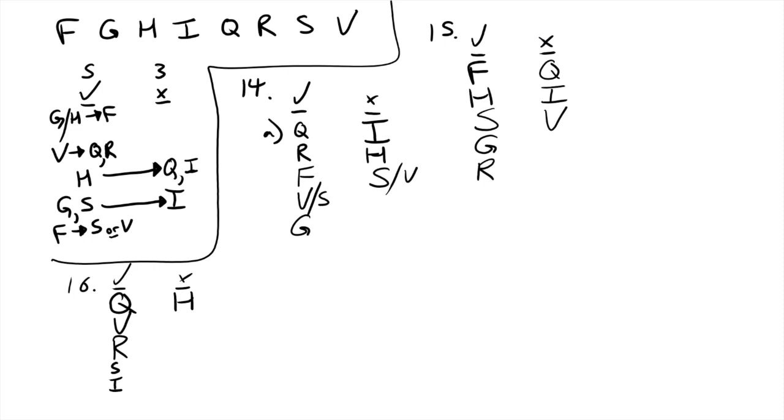So that means whatever's left has to be out. So what are we left with? Q, V, R, S, I, H. We are left with, let's see, F and G. There's so many letters, so it's hard to find them sometimes.